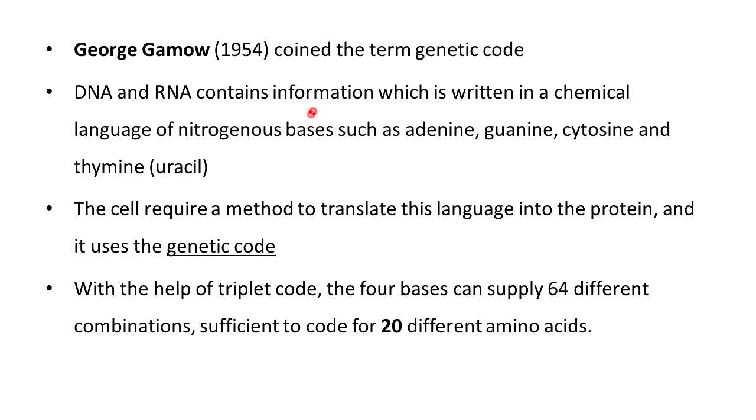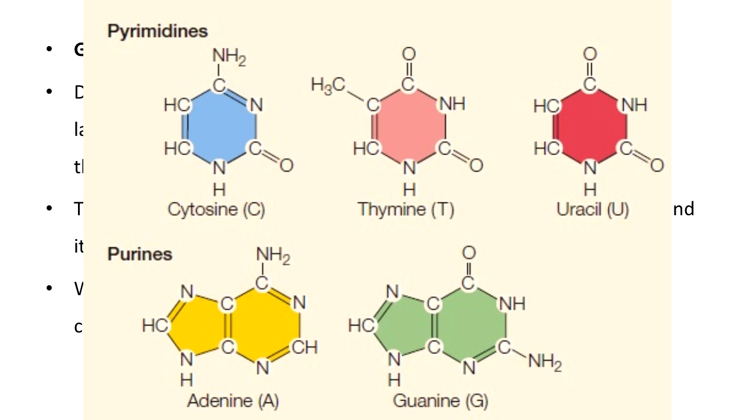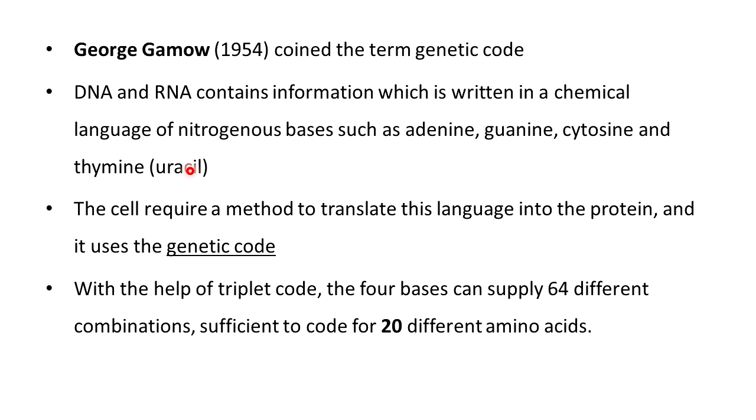DNA and RNA contain information which is written in a chemical language of nitrogenous bases such as adenine, guanine, cytosine, and thymine. In case of the RNA, thymine is replaced by uracil. So in case of the DNA, you will observe adenine, guanine, cytosine, and thymine. In case of the RNA, there is adenine, guanine, cytosine, and uracil. So this coded information of the DNA or the RNA should be transferred into protein.